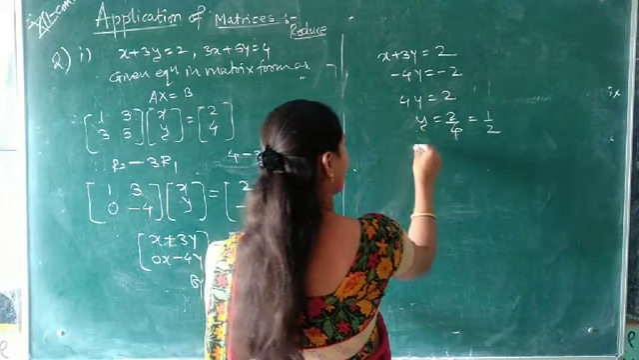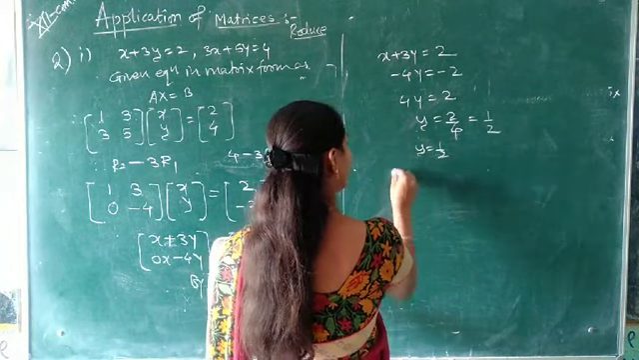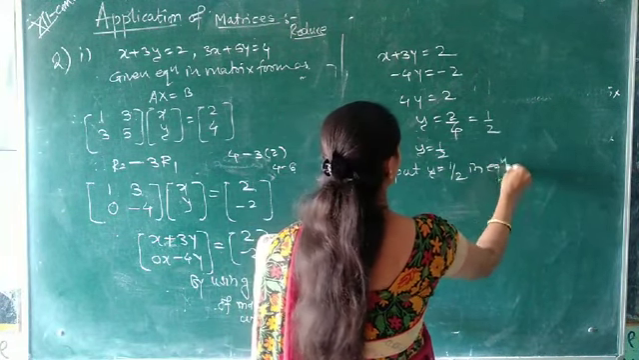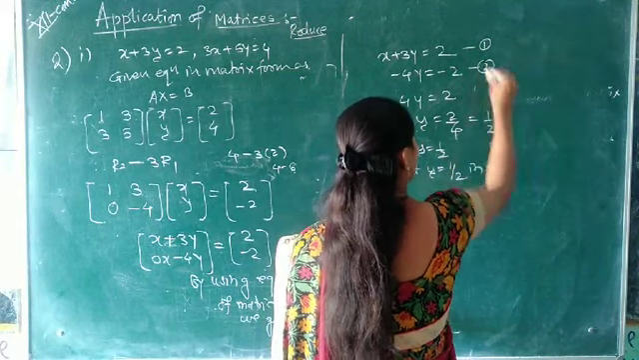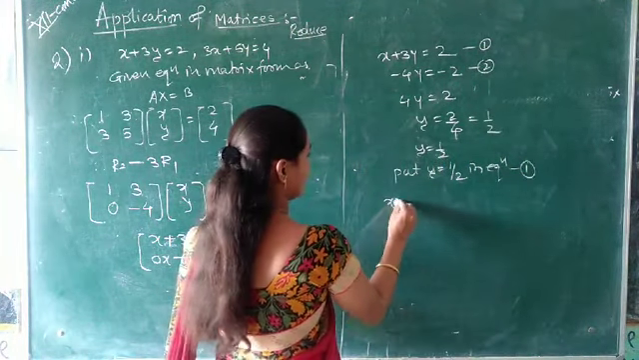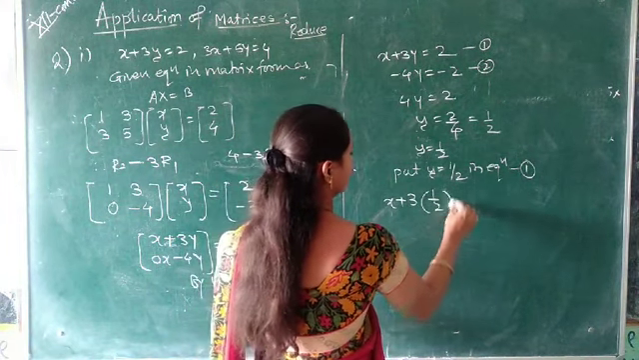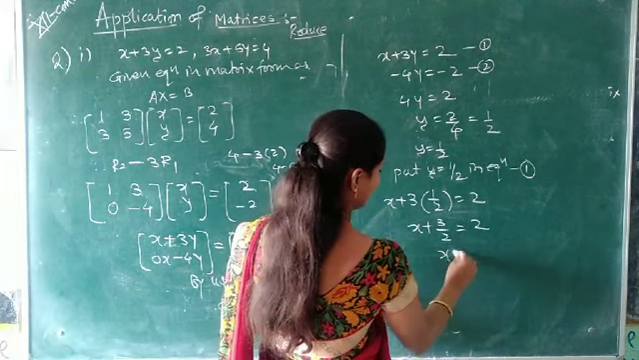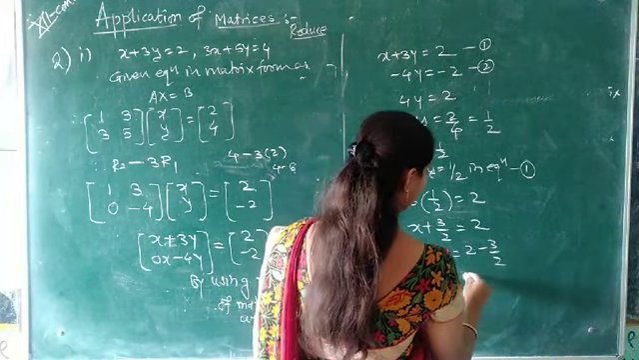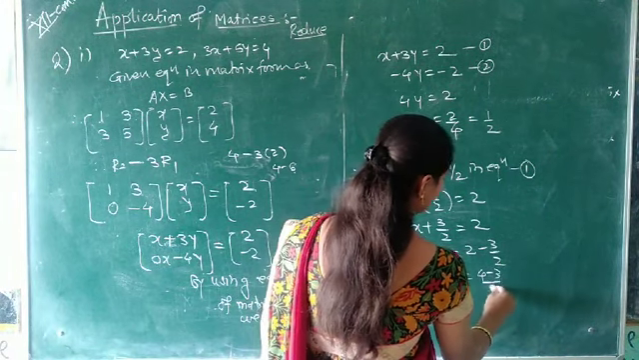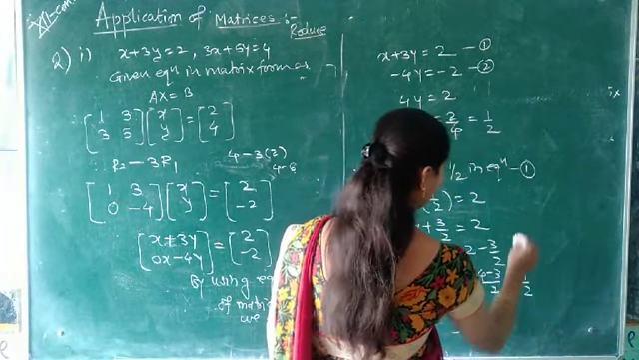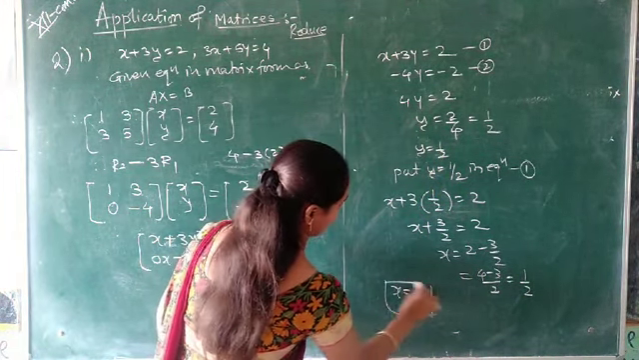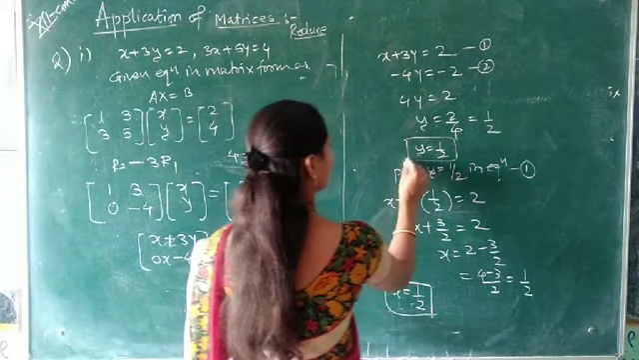And use this value. Put y is equal to 1 half in equation 1. Therefore, x plus 3 into half is equal to 2. That is x plus 3 by 2 is equal to 2. And x is equal to 2 minus 3 by 2. 4 minus 3 upon 2 is equal to 1 upon 2. x is equal to half and y is also half.